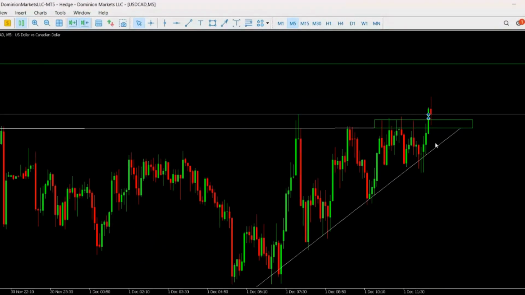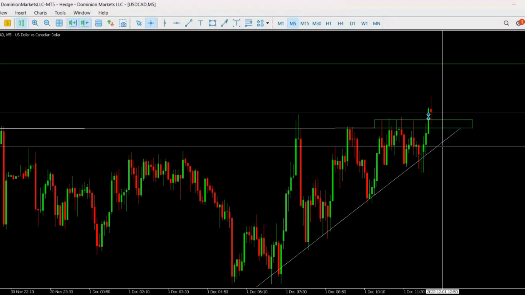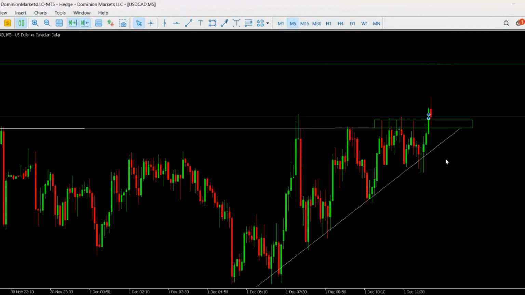If we close inside, I'm not interested in taking the trade anymore. So if we end up closing back inside this pattern, or we wick down below this bullish trend line, I'll be looking to exit the trade with a loss. Okay, so we will just let this trade play out, and I'll see you guys later.